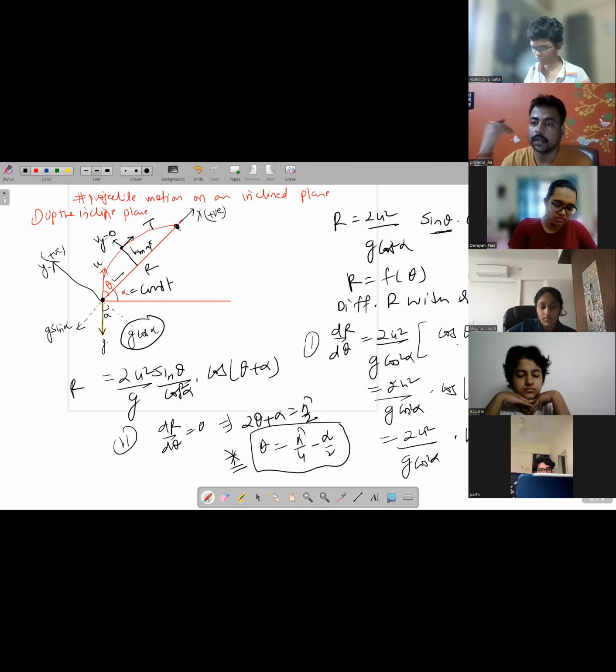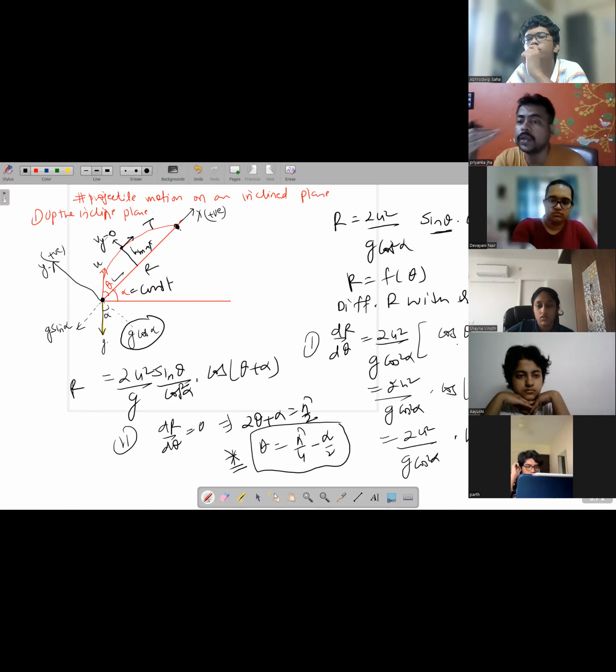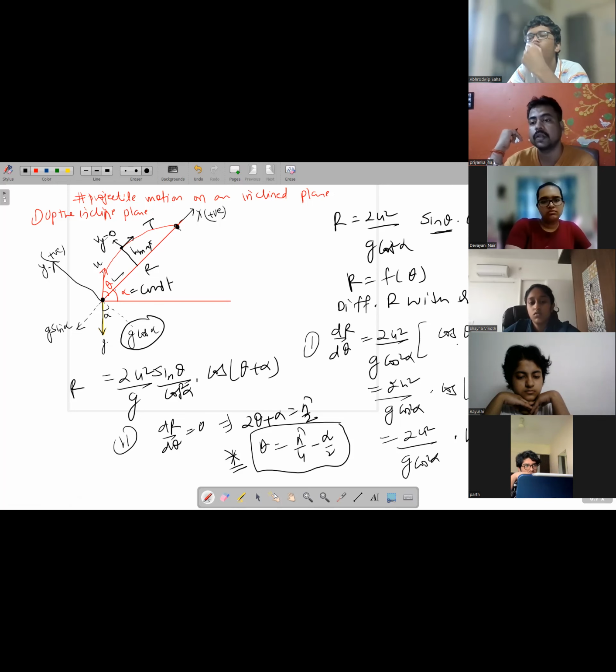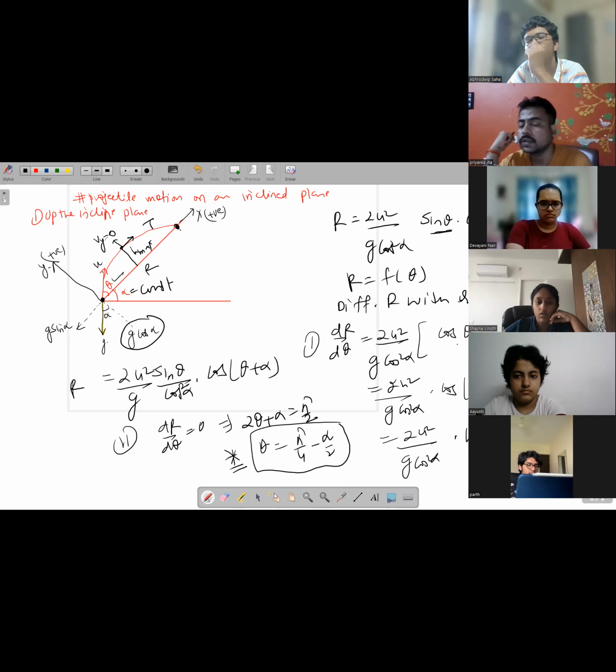So theta has to always be a multiple of 90 degrees? No, who told you that? 2 theta plus alpha will be an odd multiple of pi by 2, because cos will become 0 only at odd multiples of pi by 2. Cos 90 is 0, cos 270 is 0, like that. Understood? Okay. Note it down.